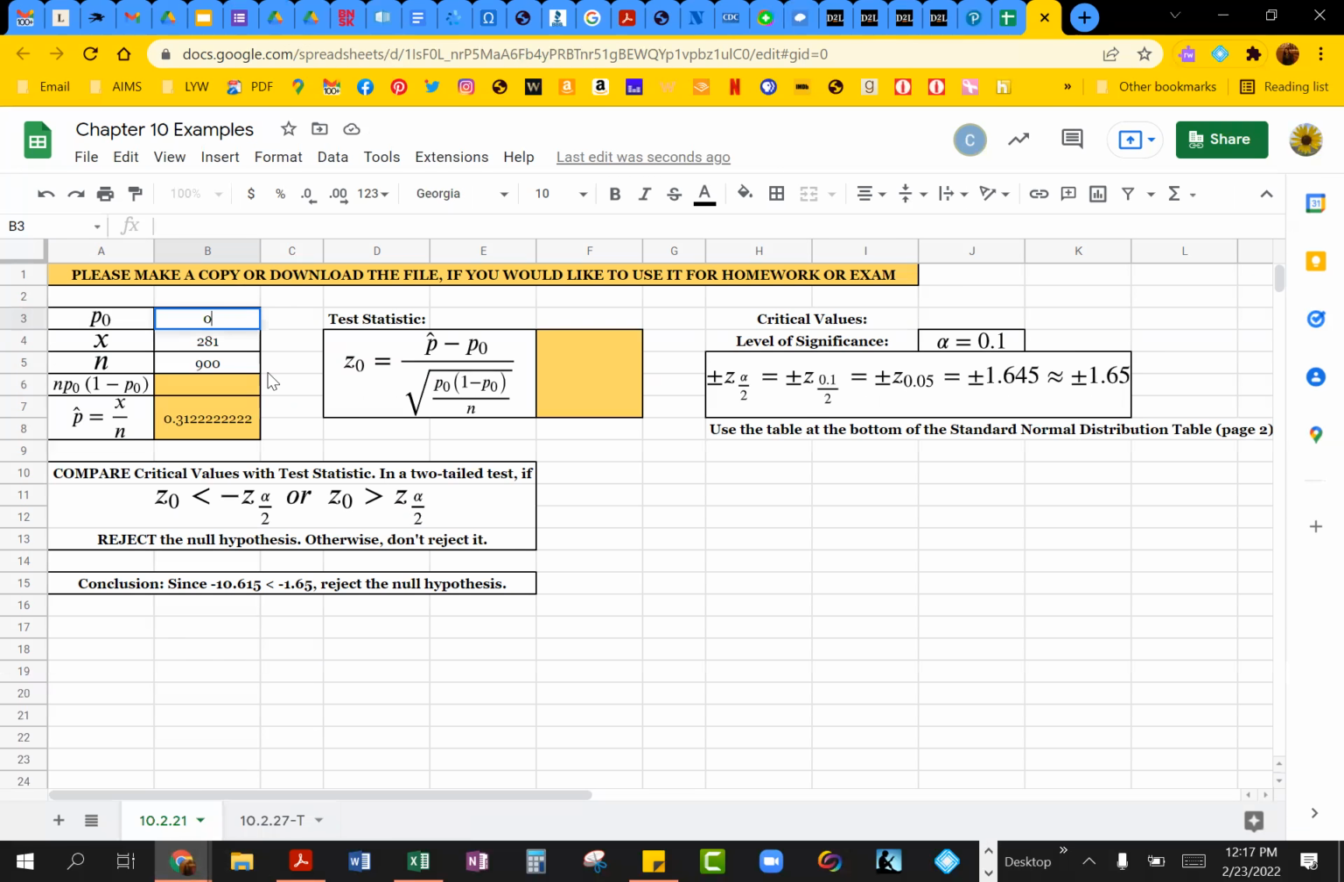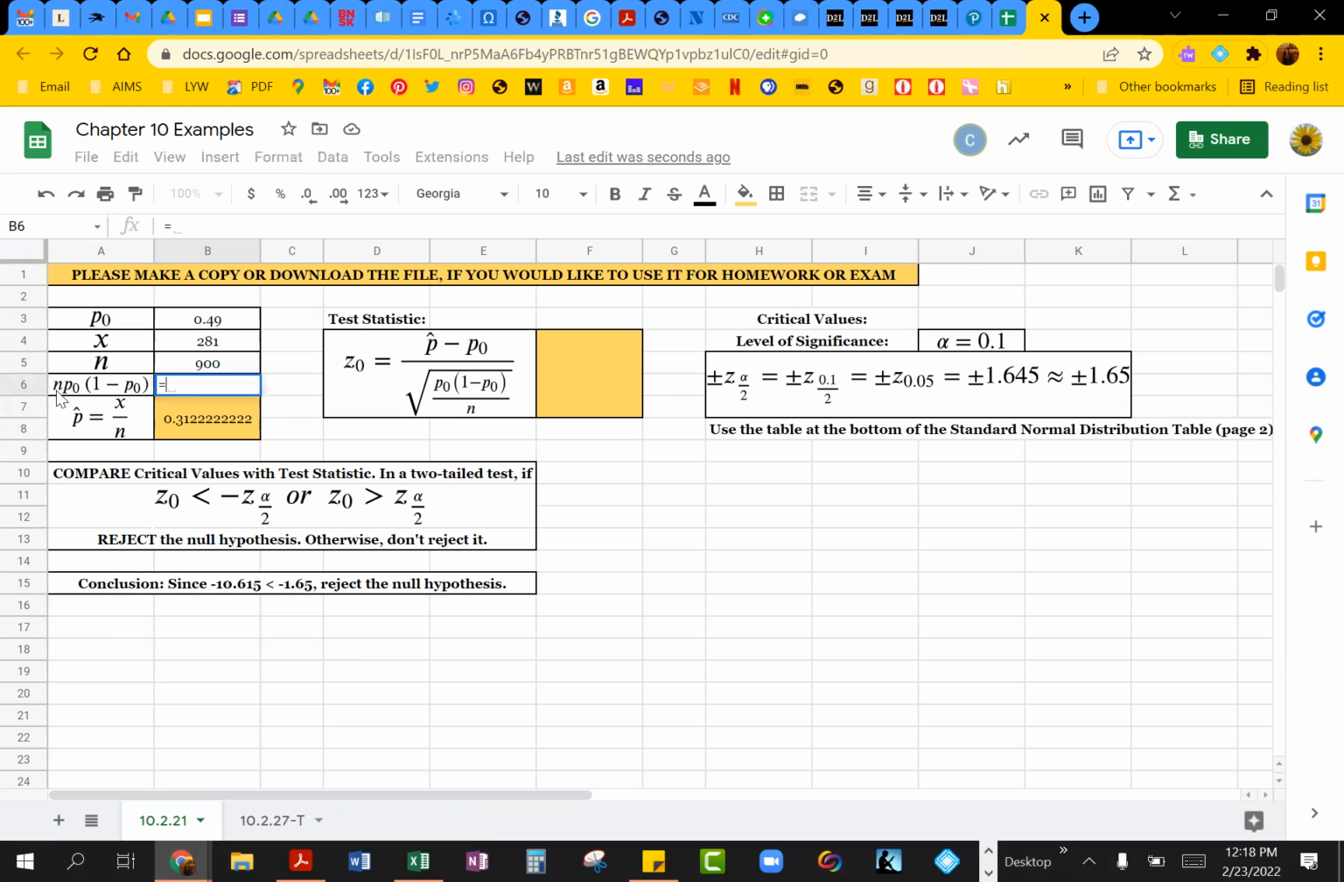So 49% in decimal will be 0.49. So you can see 49% from 20 years ago, and then when I did x divided by n from the recent survey, you're actually getting 0.312222, right? So definitely the numbers have changed.